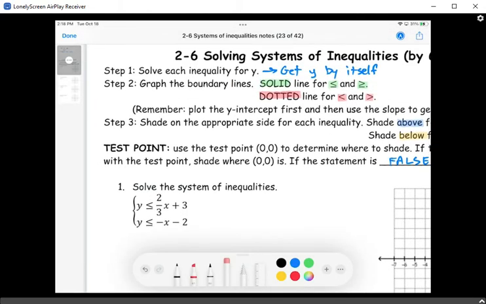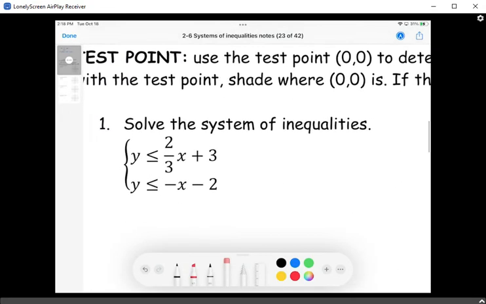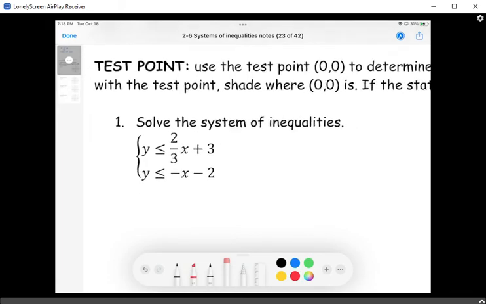Since we have y by itself, that means the other side of this inequality is in some kind of mx plus b format. That is something that we can graph as a line. So that's exactly what we're going to do. We're going to start with the y-intercept.